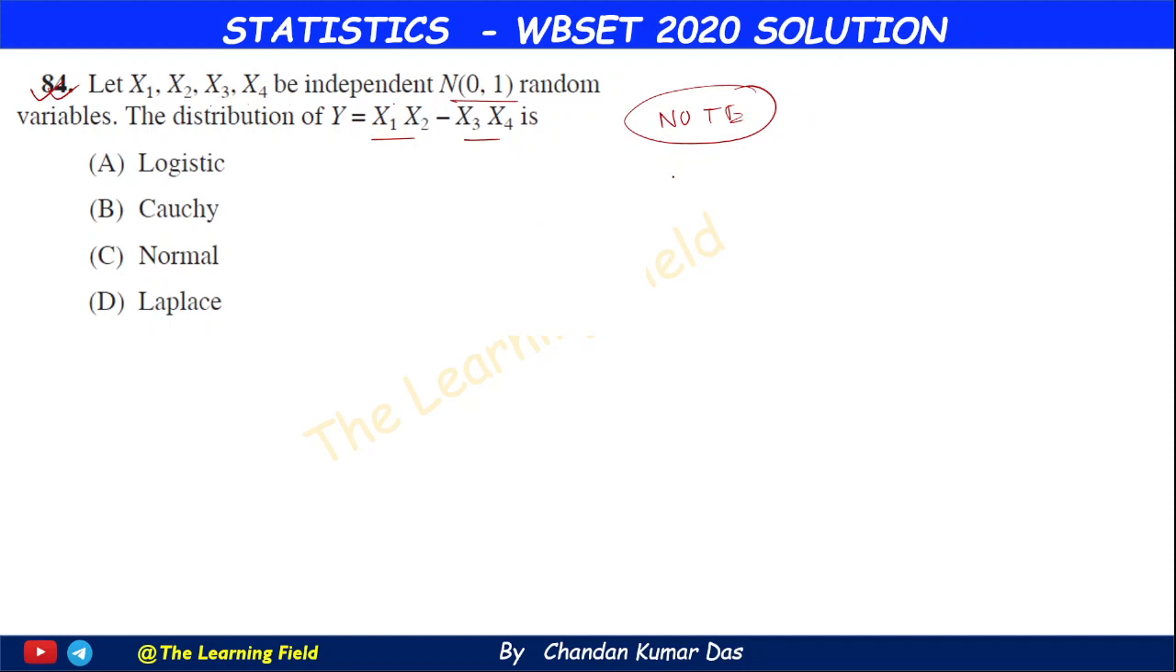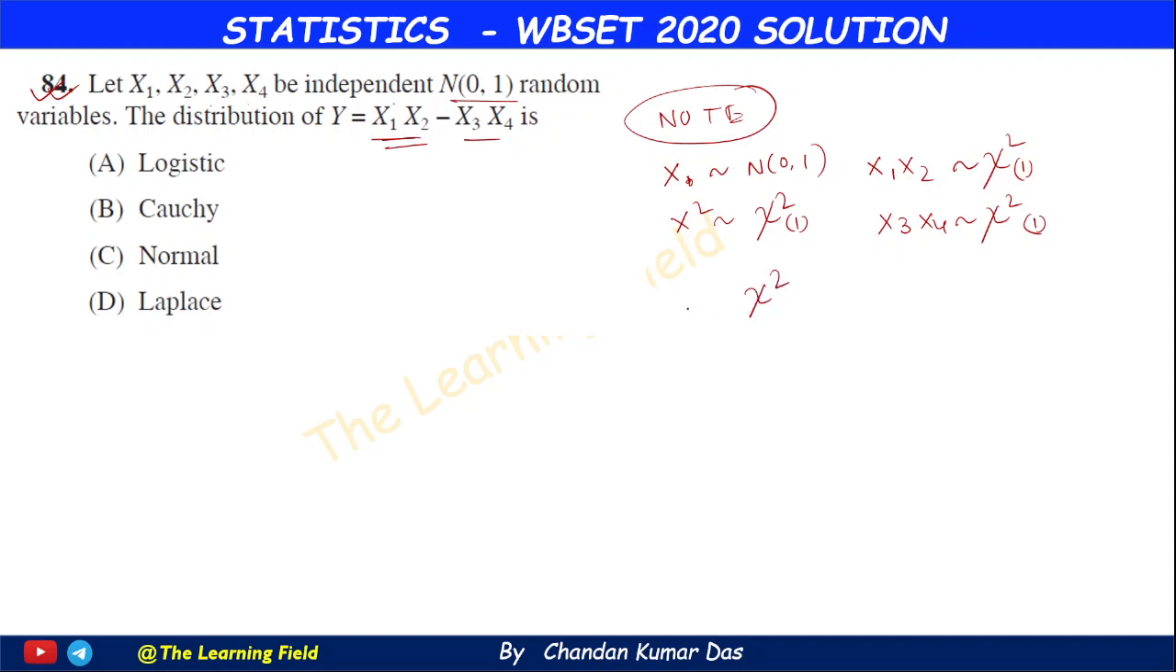We all know that if x follows a standard normal 0, 1 variate, then x square follows the chi-square distribution with 1 degree of freedom. So here, x1, x2 again follows the chi-square distribution with 1 degree of freedom. Similarly, the square of standard normal variates, since these are independent, we can multiply this. So x3, x4 again follows the chi-square distribution with 1 degree of freedom.